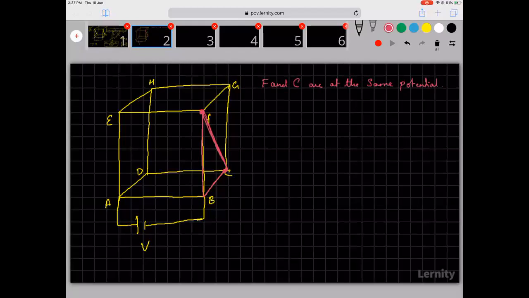F and C are at the same potential. Similarly, E and D are also at the same potential. Please try to write down why these two are at the same potential.